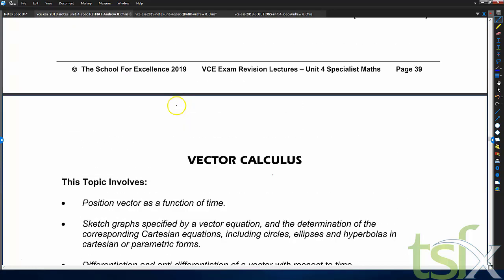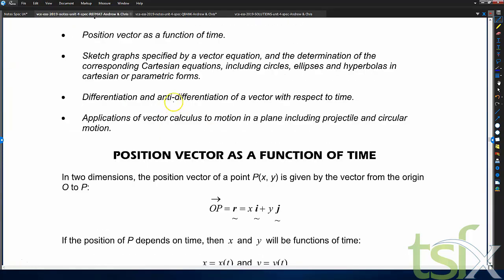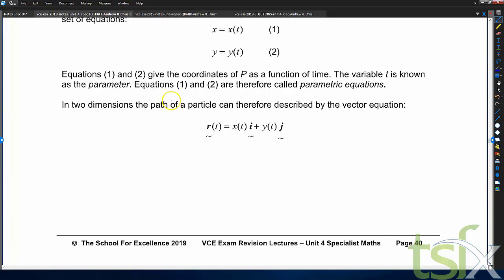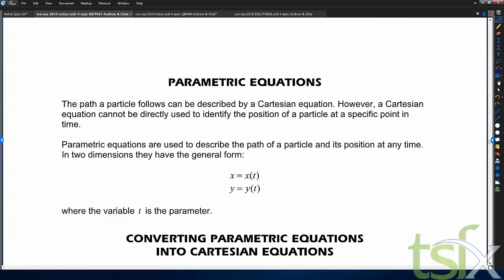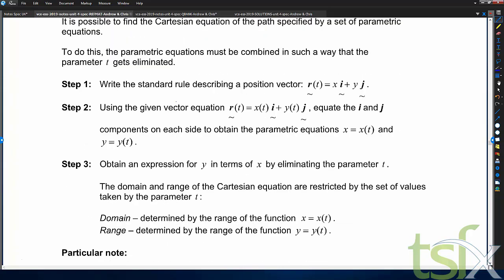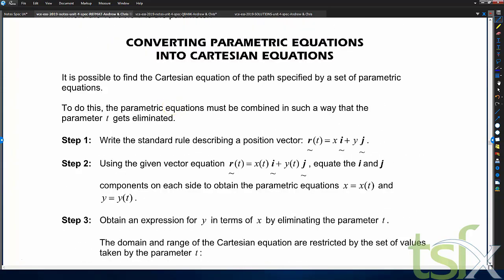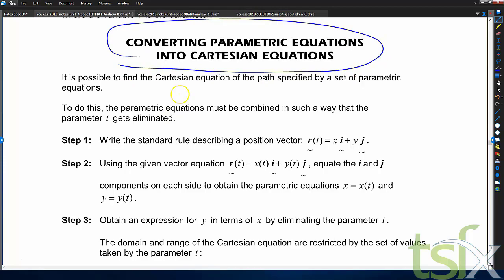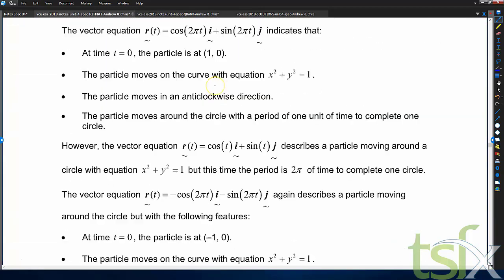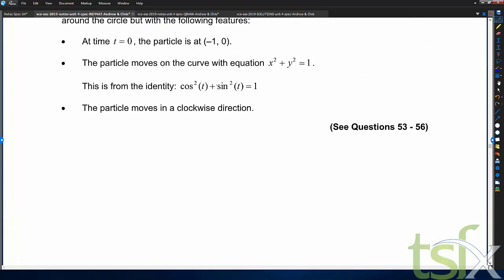And we've got our full set of notes which you got this morning about the vector calculus. We will refer to them occasionally just to see what they look like and how good they are. There are some examples in there about converting parametric equations into Cartesian equations, which is what we're going to look at as part of what we're doing this afternoon. And there are some nice examples there.